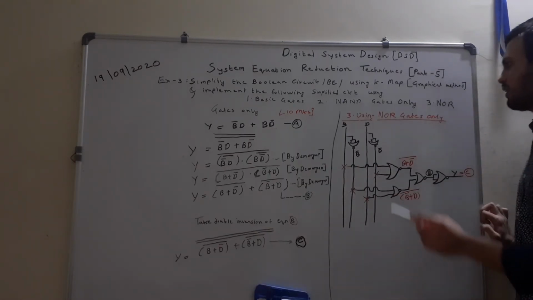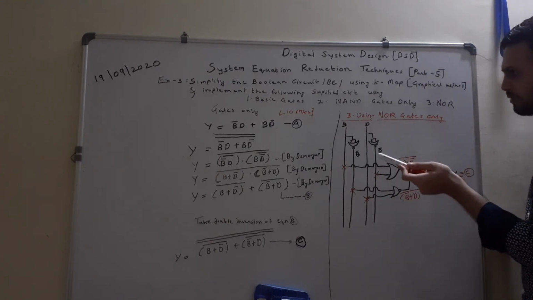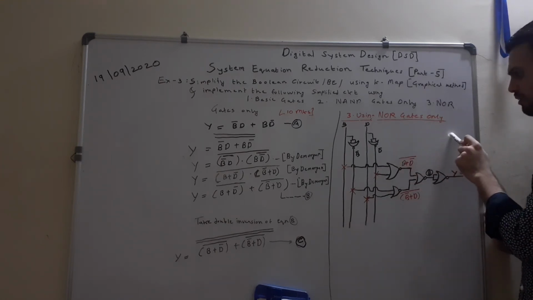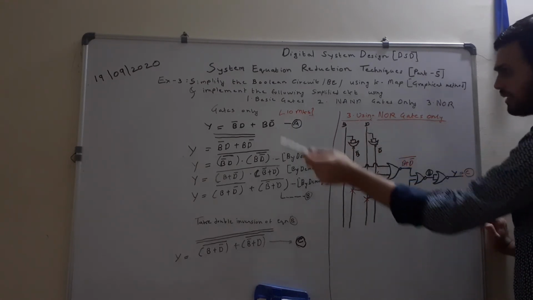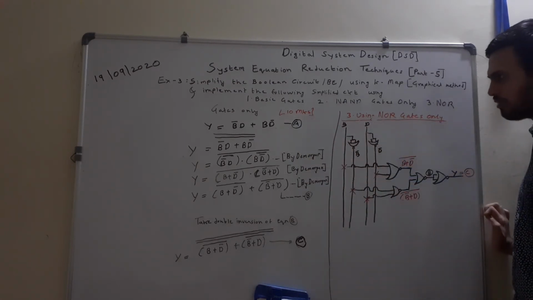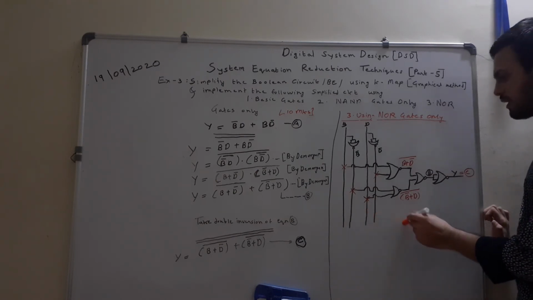Now the third part of this question was remaining: the simplified expression using K-map, we have to realize using NOR gates only. Now how will you realize this particular equation using NOR gates? So let us solve it even further, so that we will be able to realize the circuit using NOR gates.